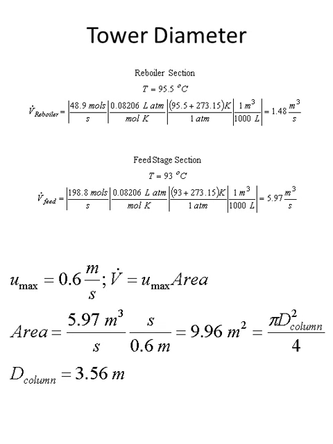And so we can solve for the area of our tower by dividing the volumetric flow rate by that velocity, and it turns out to be 9.96 square meters. And using the formula for the area of a cylinder, we can determine that the diameter of our column should be 3.56 meters. And this will have a diameter such that the velocity will never go above 0.6 meters per second.